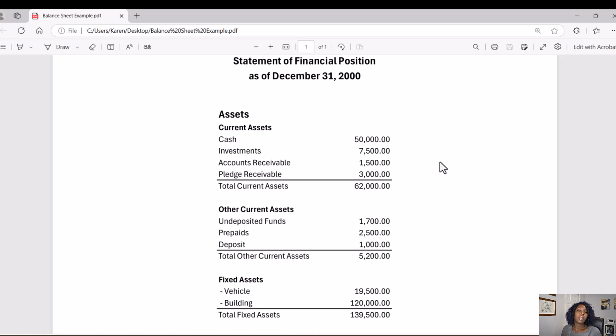Your accounts receivable are any money that your clients or customers owe you. They've received their services or products and they've not paid you yet. And your pledge receivables are essentially donors that have pledged to give you a certain amount of money in the future, but they've not paid you yet. With your accounts receivable and pledge receivable, generally you would expect to receive money for those within a few weeks, a month or two at the latest.